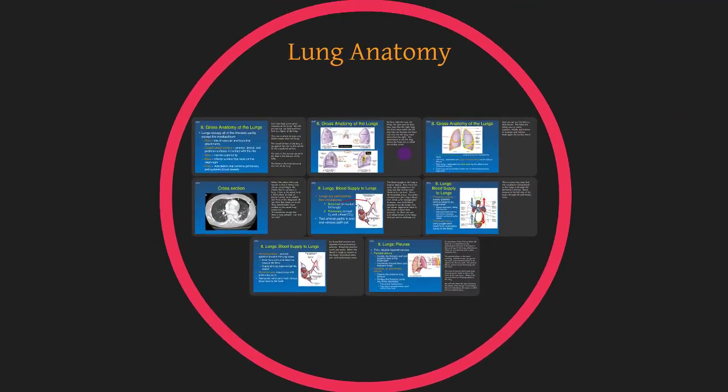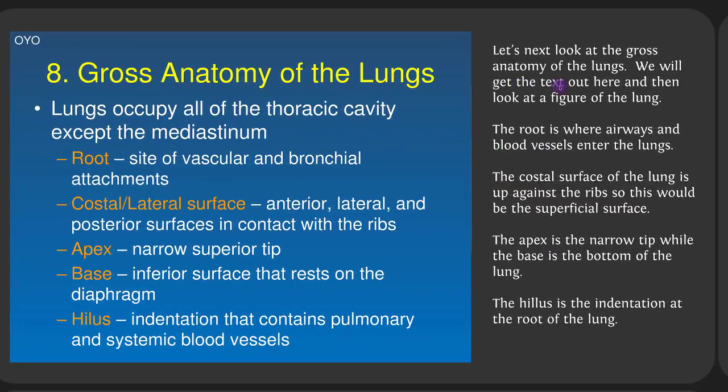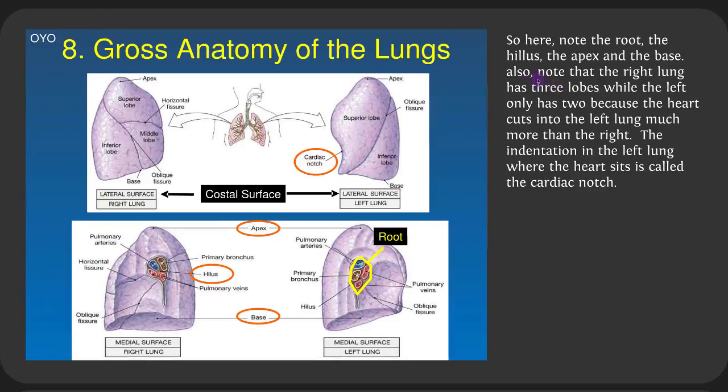Lung anatomy. Let's look at the gross anatomy of the lungs. We'll get the text out of the way here. I'll read through that, and then we'll look at actual lungs. The root is where the airways and blood vessels enter the lungs. The costal surface of the lung is up against the ribs, so this would be the superficial surface. The apex is the narrow tip, while the base is the bottom of the lungs. The hilus is the indentation at the root of the lung. So again, note the root, the hilus is the indentation, or the hilus is the whole area here.